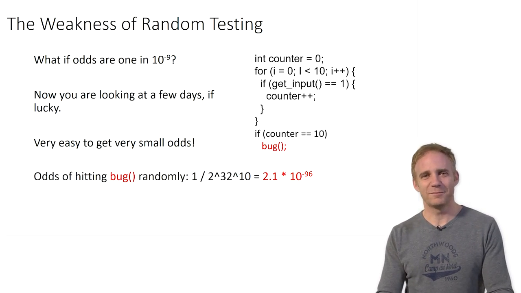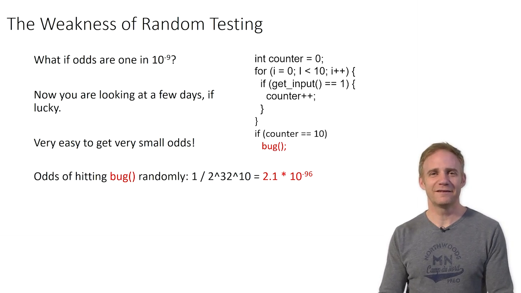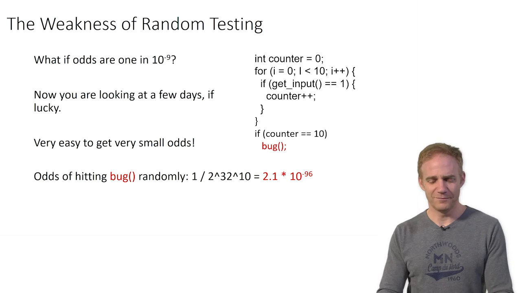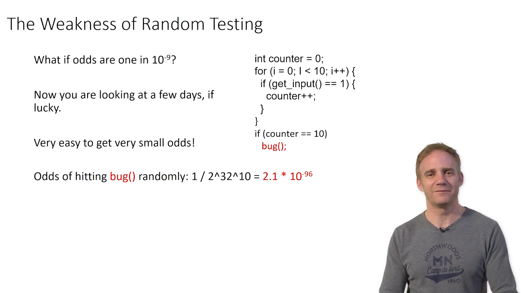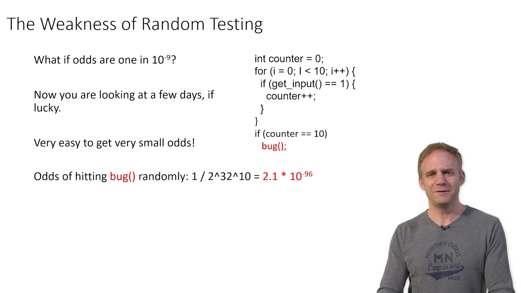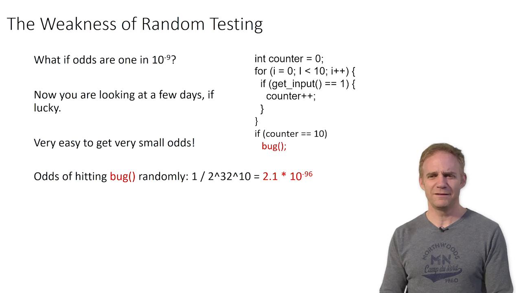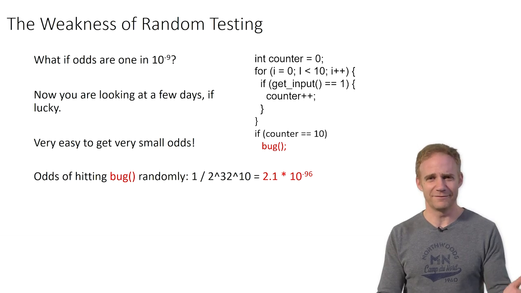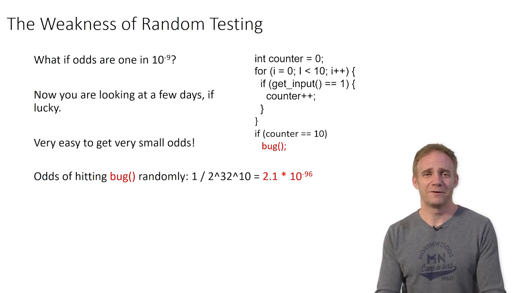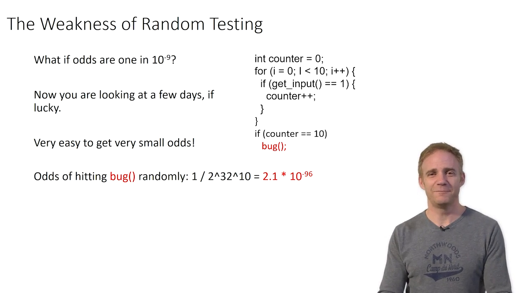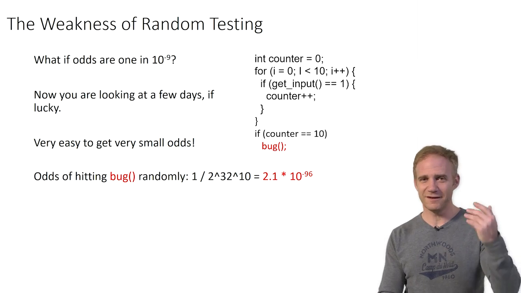The odds of hitting this bug randomly are actually 10 to the minus 96th, which is smaller, if you were to flip it, than the number of atoms in the universe. And so the time it takes to find this test might be longer than, say, the heat death of the universe. It is really, really unlikely that we're going to hit this bug by typing in random inputs, even for this 7-line program.